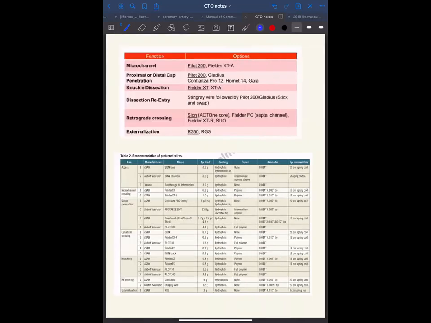I have left this master table here, which we will understand better once we finish off the techniques and then come back to this. So I have put it in the end also. Anyways, just for familiarizing ourselves, like I mentioned, Fielder XT is a starter wire, and it can be used when there is a micro channel which is visualized. And for dissection and re-entry, we usually use Stingray wire or a Pilot 200 again. So these won't make much sense now, so we will come back to this picture.